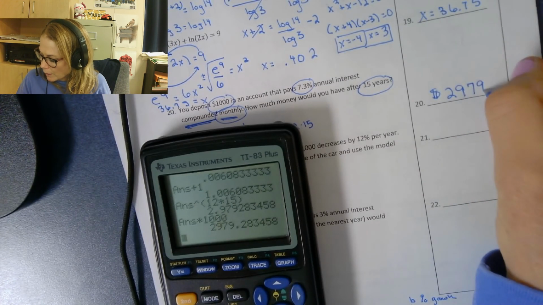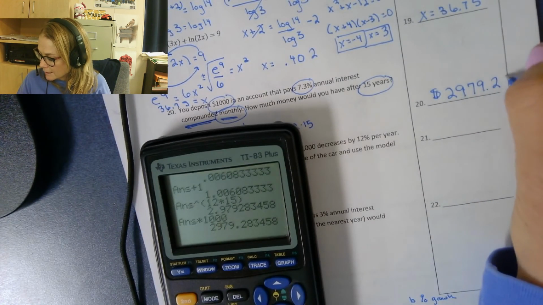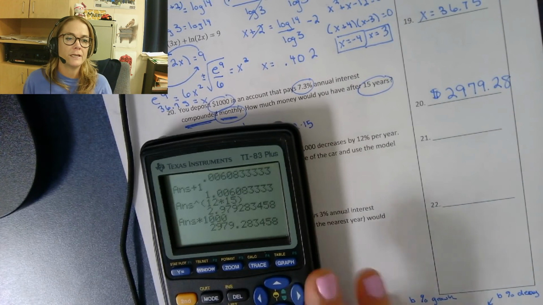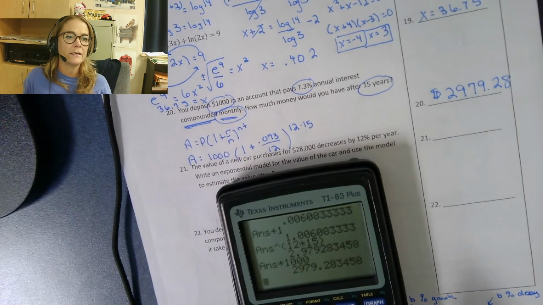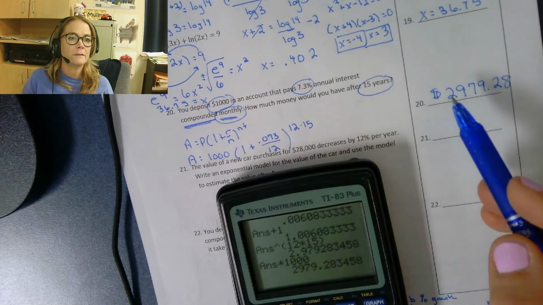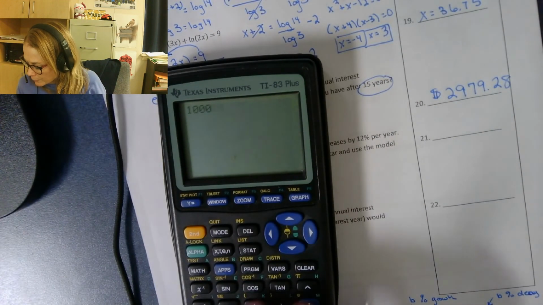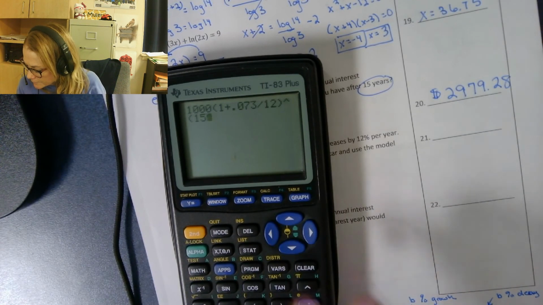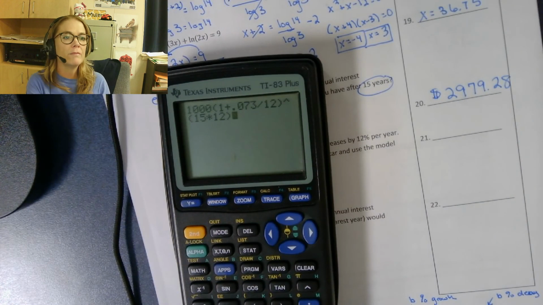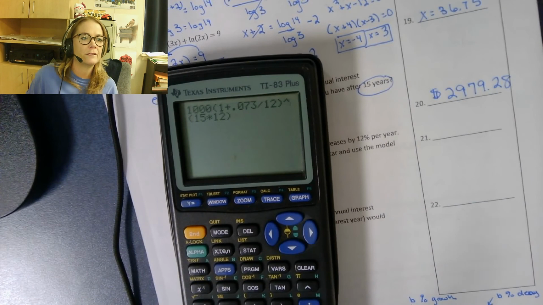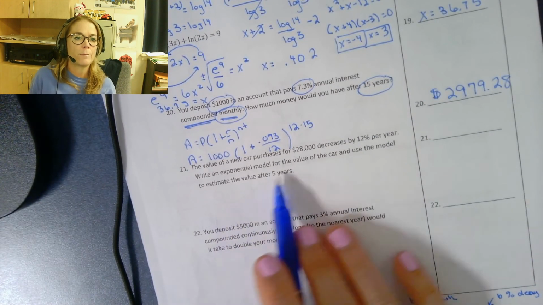Your money is growing, and it's 15 years, which is quite a long time. A 7% interest rate is fairly good, so it makes sense that it would have grown that much. If you have a TI, you can just do 1,000 times parentheses 1 plus 0.073 divided by 12, close parentheses, raised to the power of parentheses 15 times 12. And there you go: $2,979.28.